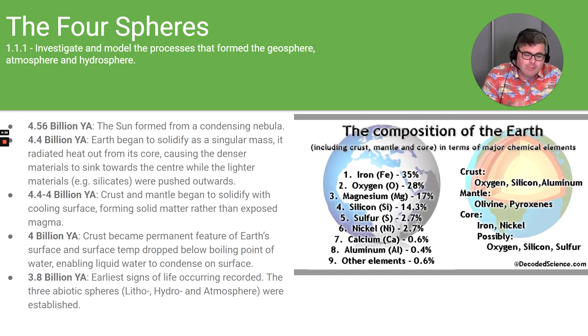Around about 4.4 billion years ago, the Earth began to solidify as a single mass. As it compressed upon itself, it started to get very hot in the center, so it started to radiate heat outwards. For this, it started to melt the iron ore and other materials there in the center, forming magma.